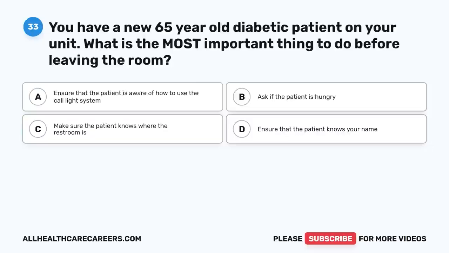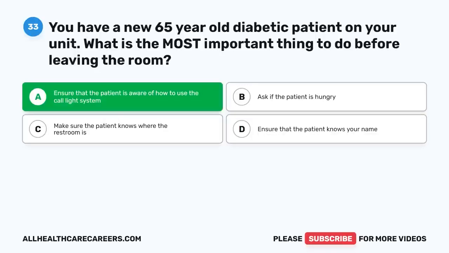Question 33. You have a new 65-year-old diabetic patient on your unit. What is the most important thing to do before leaving the room? A. Ensure that the patient is aware of how to use the call light system. B. Ask if the patient is hungry. C. Make sure the patient knows where the restroom is. D. Ensure that the patient knows your name. The correct answer is A.